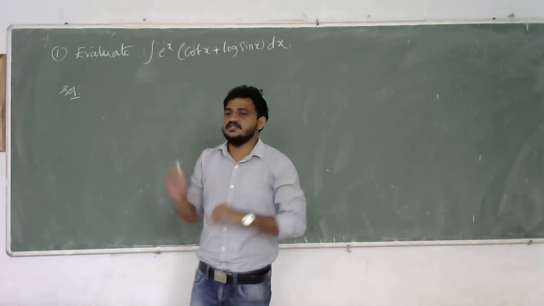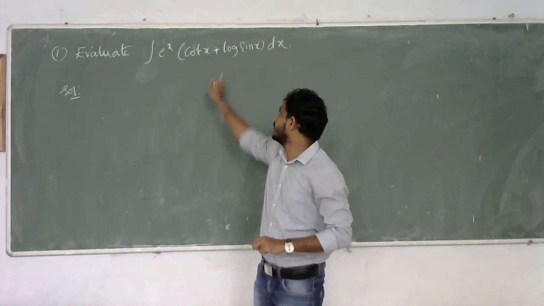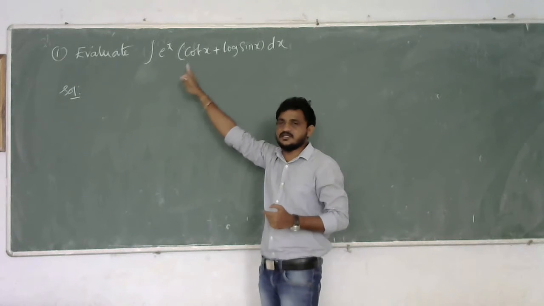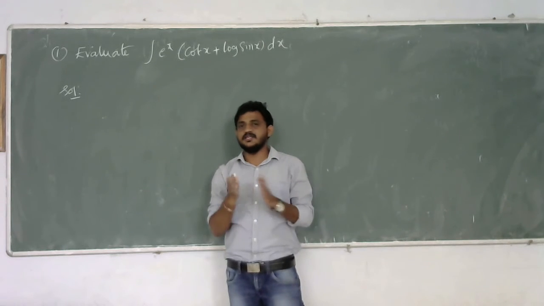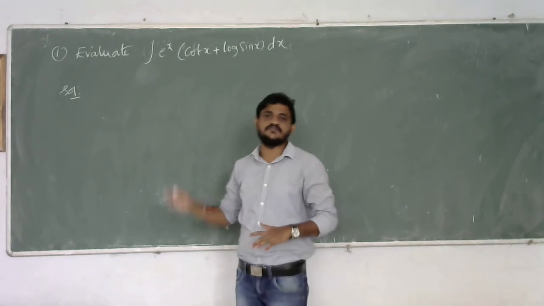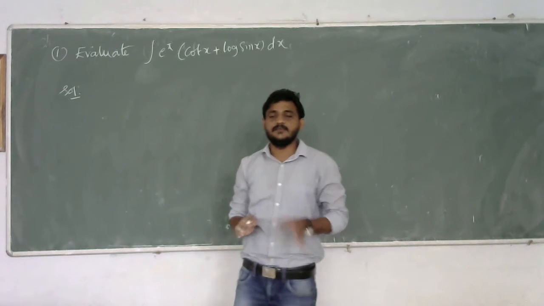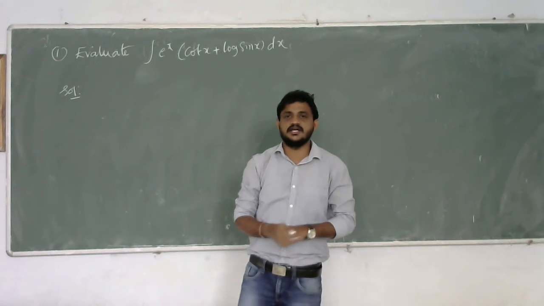First, to evaluate this integral, observe the given question here. E power of x into cot x plus log sin x. In the bracket we have two terms. One is cot x and another is log sin x. That means it is of the form e power of x into f of x plus f dash of x into dx. But which is f of x, which is f dash of x? So we have to recognize that.